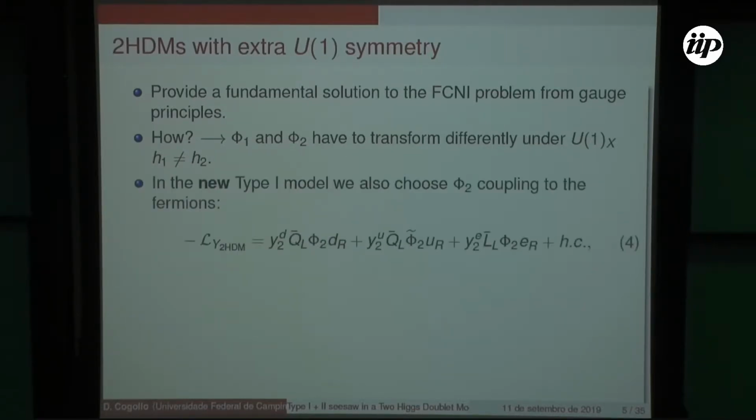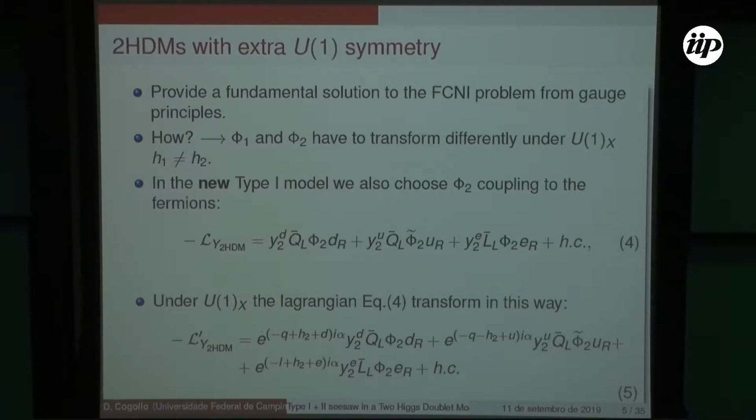And we also obtain the Type-I two-Higgs doublet model, in the same way as in the ordinary case, but in this case, we obtain this Lagrangian by gauge principles. We are avoiding the interaction of the Phi-1 doublet with the fermions by gauge principles, imposing that the doublets transform in different ways. Okay, then we are working, with this Lagrangian, with this model, that is the new Type-I two-Higgs doublet model.